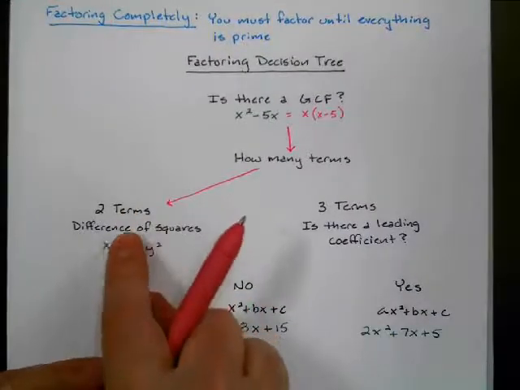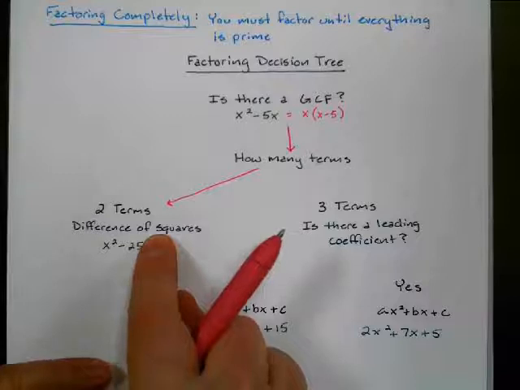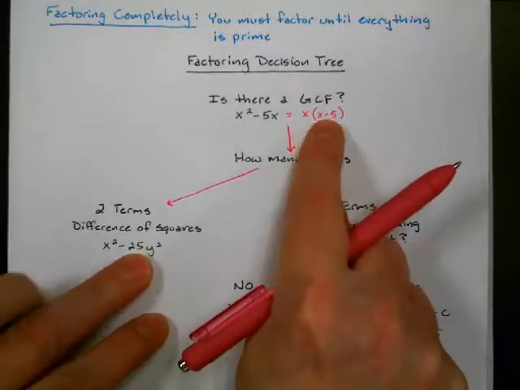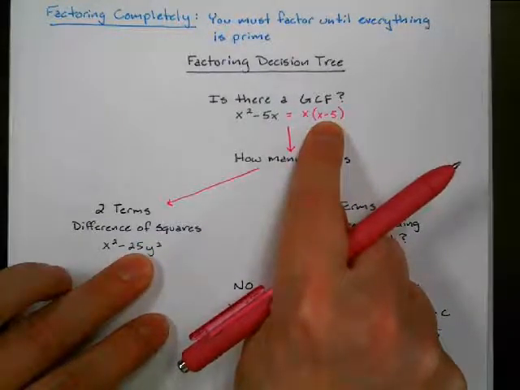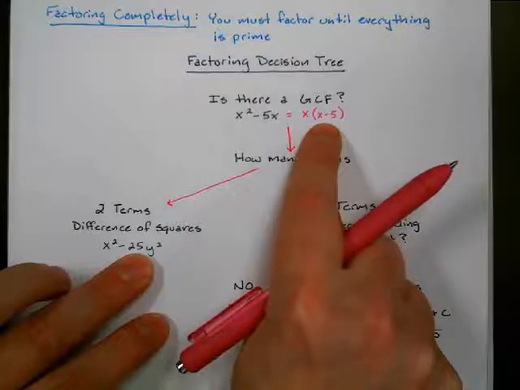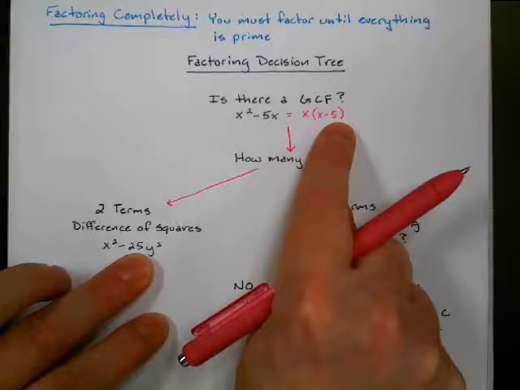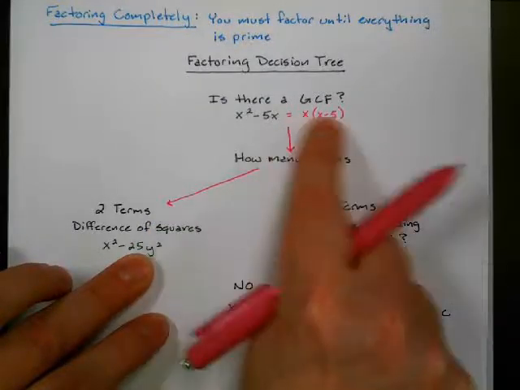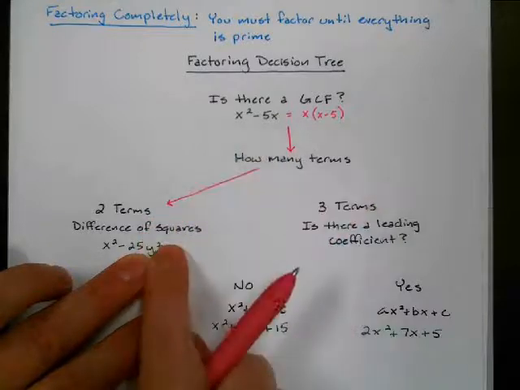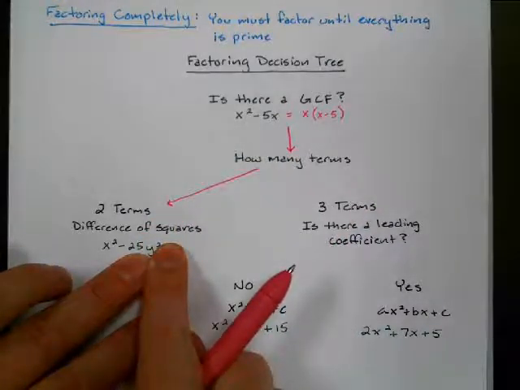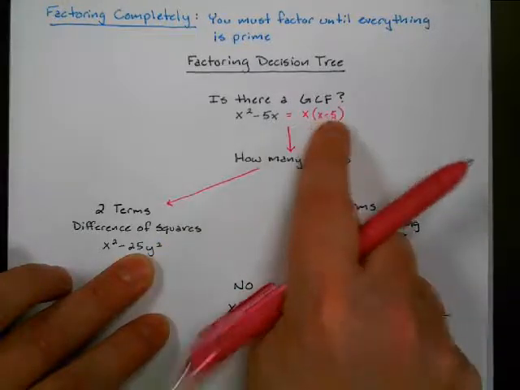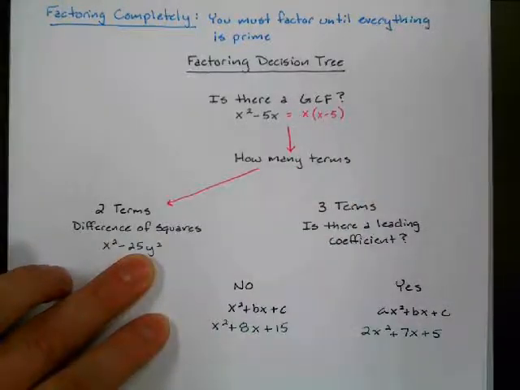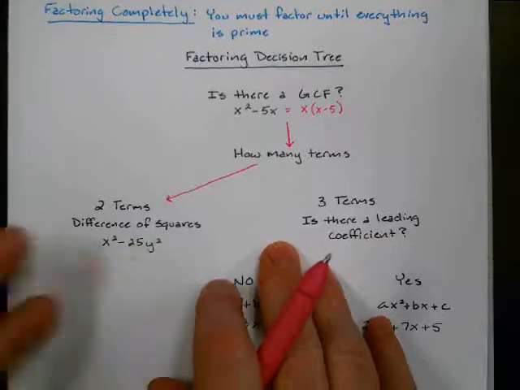When we have 2 terms, we look for the difference of 2 squares. So I'd ask myself, is this the difference of 2 squares? Well, it's the difference, but those aren't squares. So then I would know, oh, I'm done, because nothing else factors. The x isn't going to factor, obviously, and then x minus 5 isn't the difference of 2 squares. So that means I'm done. I've factored as far as I can go. x is prime, x minus 5 is prime. Sweet, done.